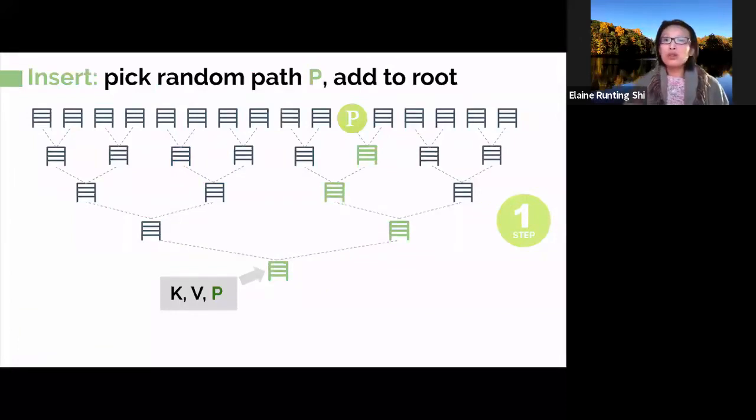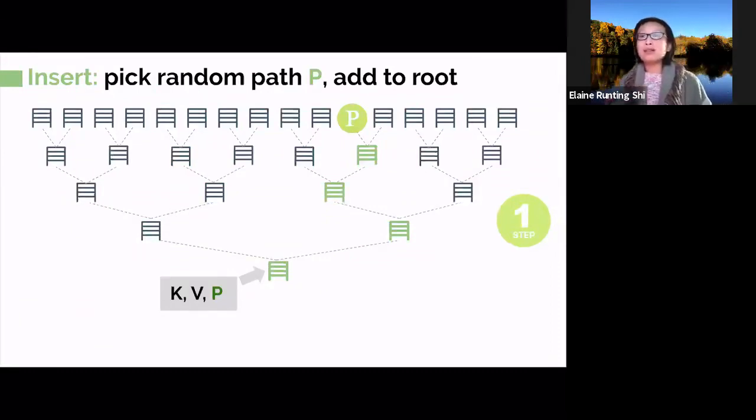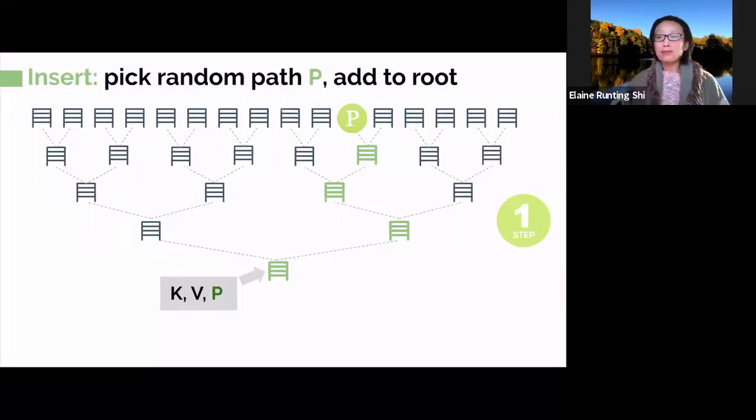Now let me show you how to support insertion. Suppose I want to insert an element k comma v. I will pick a random path, in this case, the green path ending at the leaf node p. I will add the tuple to the root. And this inserted element can later be moved along this green path, but cannot reside anywhere else. Note that when I add the newly inserted element to the root, I did not reveal the choice of the random green path.